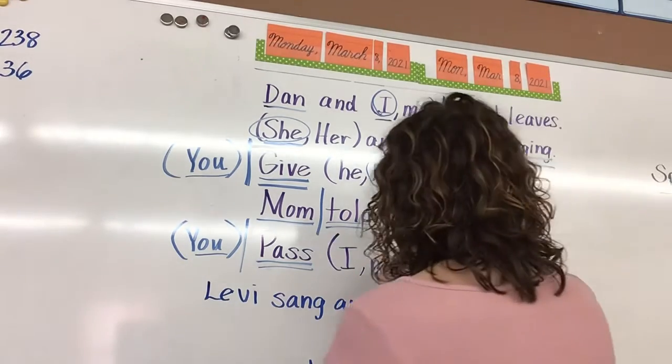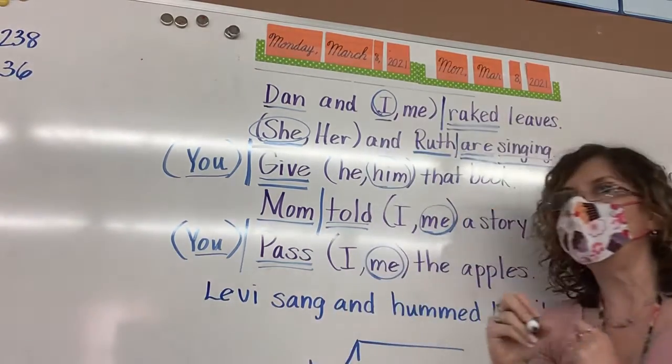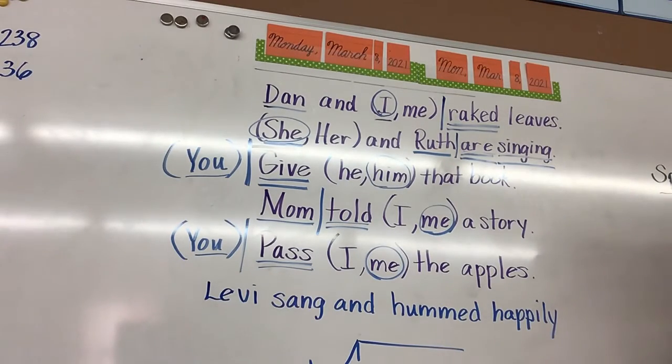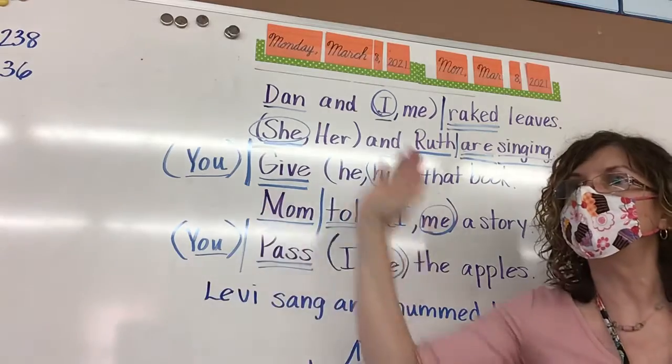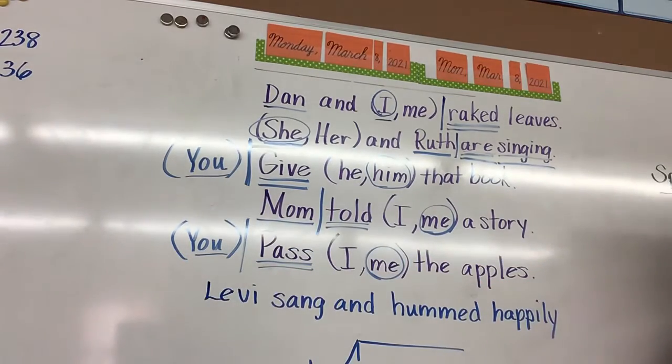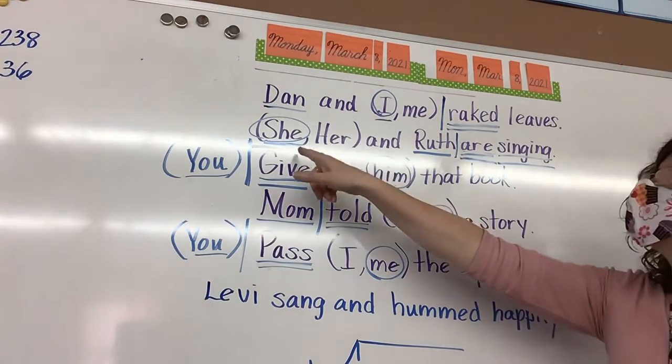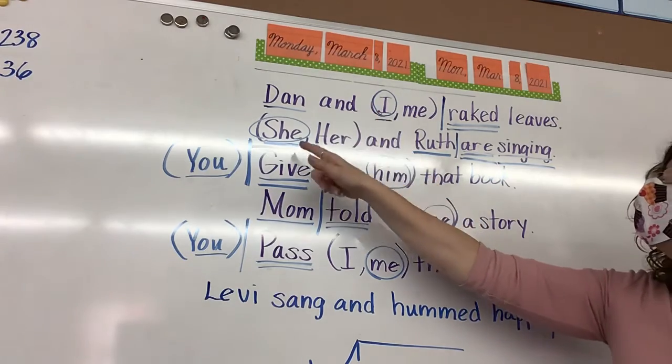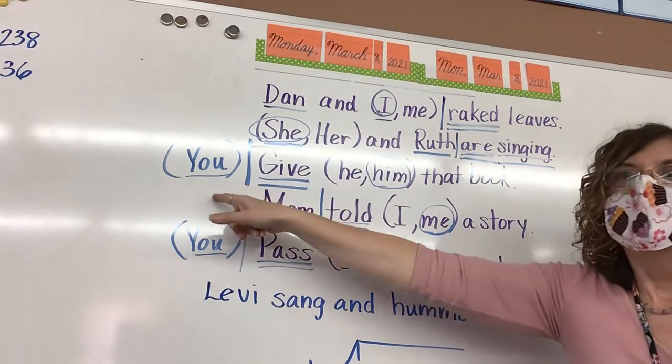Me. Because it's on the predicate side. So we're picking the objective case. Pass me the apples. Don't need to underline it because it's not the subject. The subject is on that side. That's when you circle and underline it if it's the subject. Like here with I and here with a she.